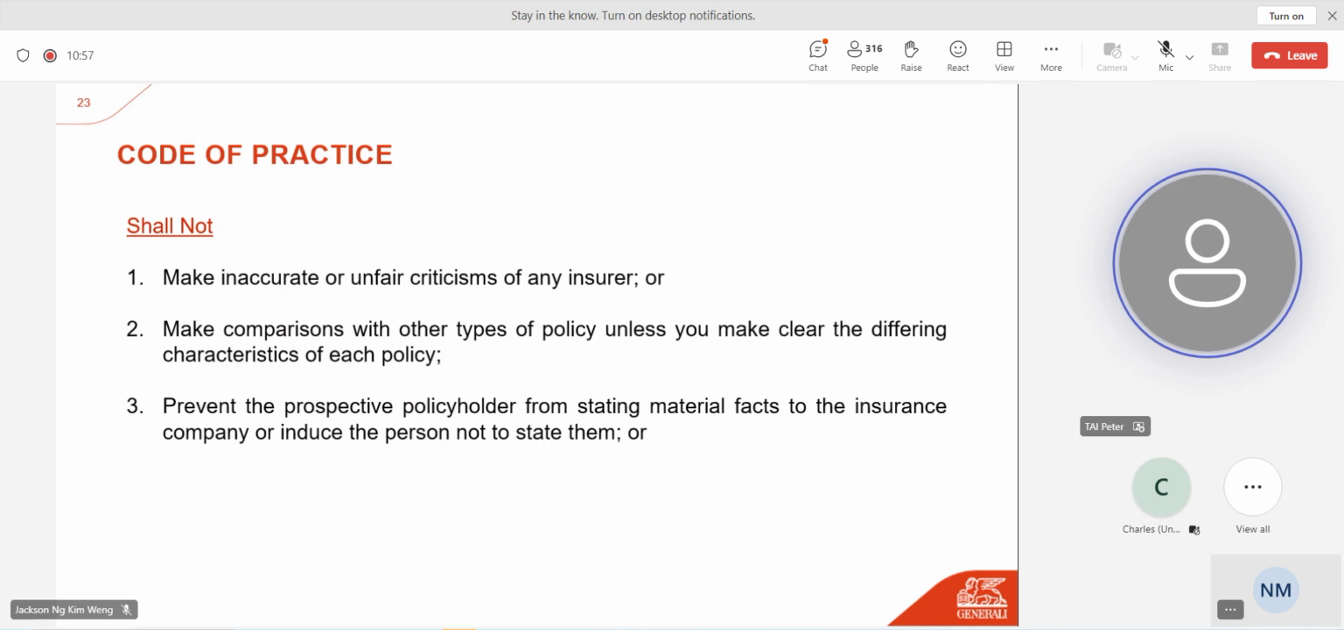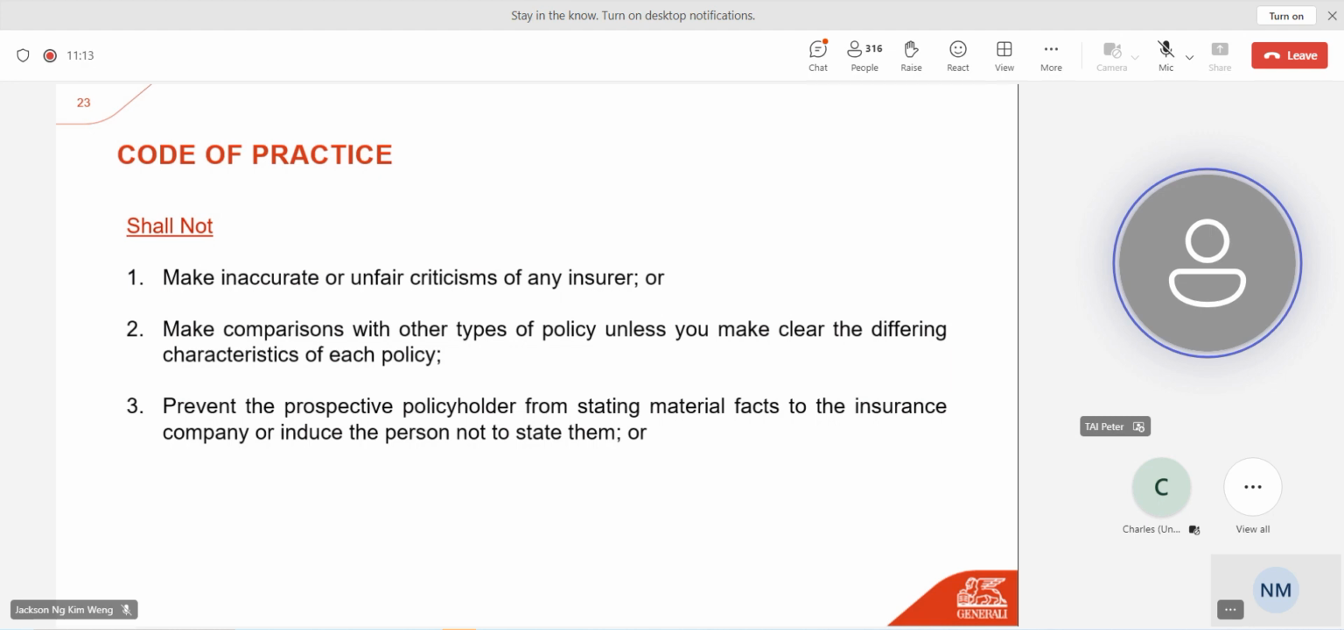Item number 2. I received many complaints and feedback from clients, especially for those formerly under AXA, we have this cancer cash policy, and also we have a medical policy.